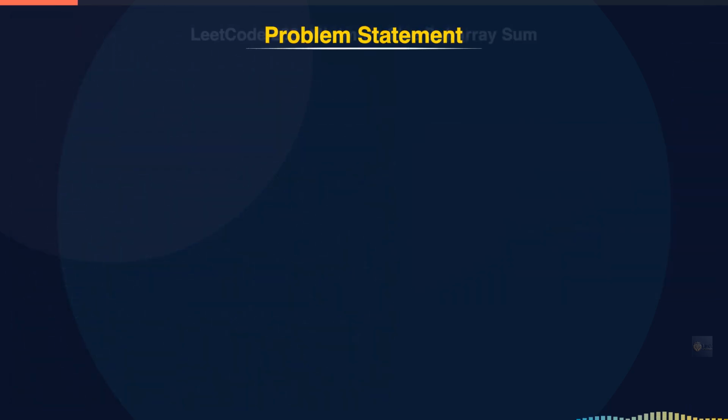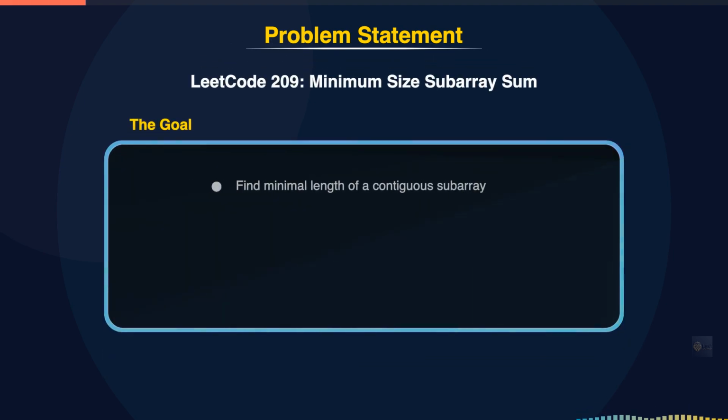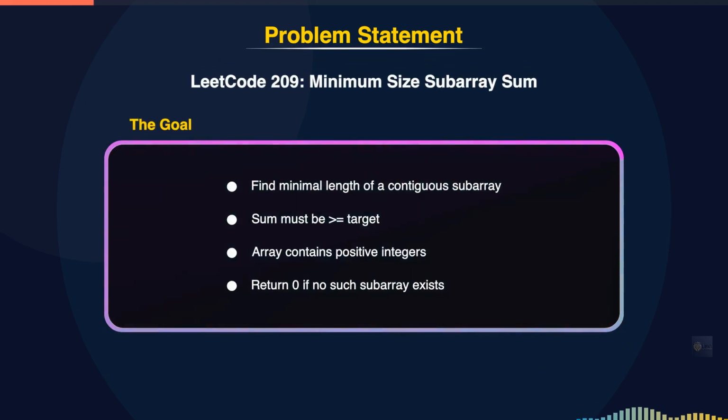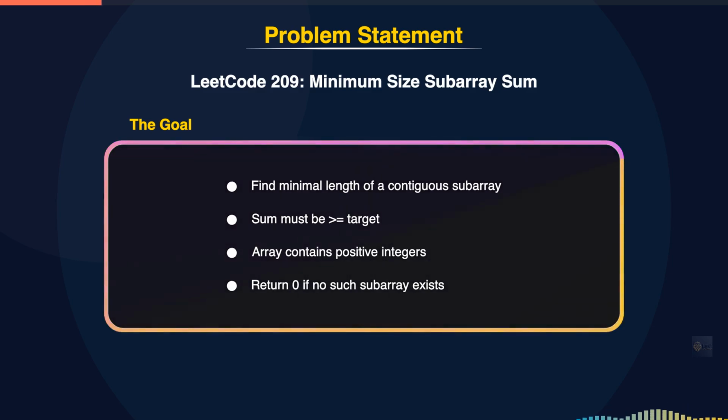We are given an array of positive integers and a target value. Our goal is to find the smallest contiguous subarray whose sum is greater than or equal to the target. If no such subarray exists, we return 0.